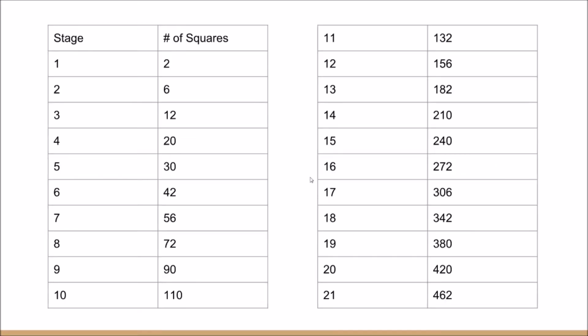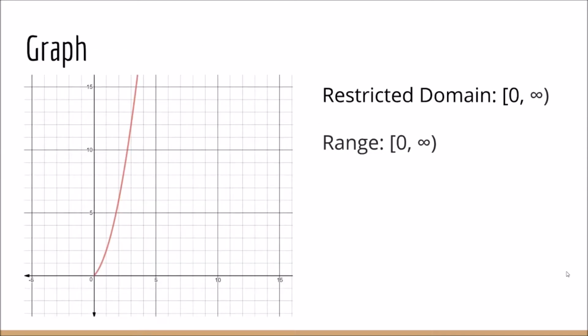And here's a few more examples going all the way up to 21 stages, which yields 462 unit squares. And here's a graph example of our function, where the domain is restricted and the range is set at 0, infinity.